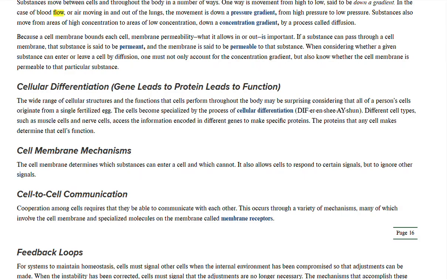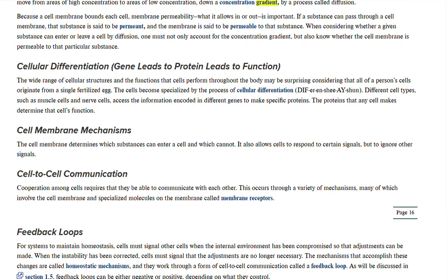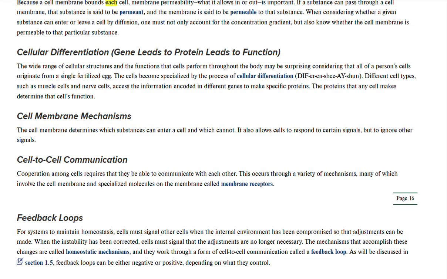In the case of blood flow, or air moving in and out of the lungs, the movement is down a pressure gradient, from high pressure to low pressure. Substances also move from areas of high concentration to areas of low concentration, down a concentration gradient, by a process called diffusion. Because a cell membrane bounds each cell, membrane permeability, what it allows in or out, is important.